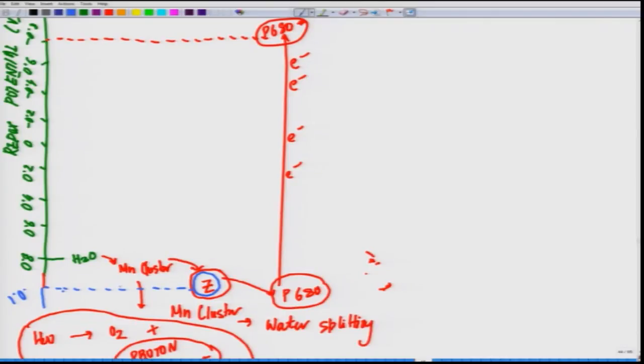And P680 is sitting at a slightly higher redox potential in terms of the numbers, maybe 1.2 or something like that. So from here there is an electron which is traveling all the way up.